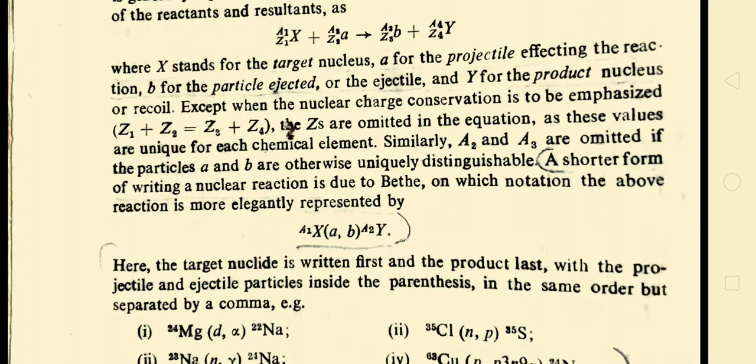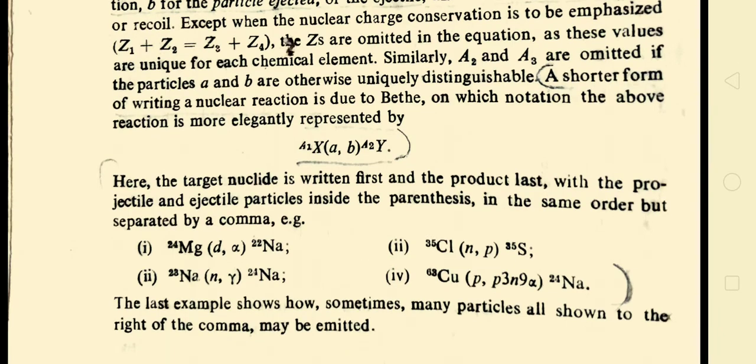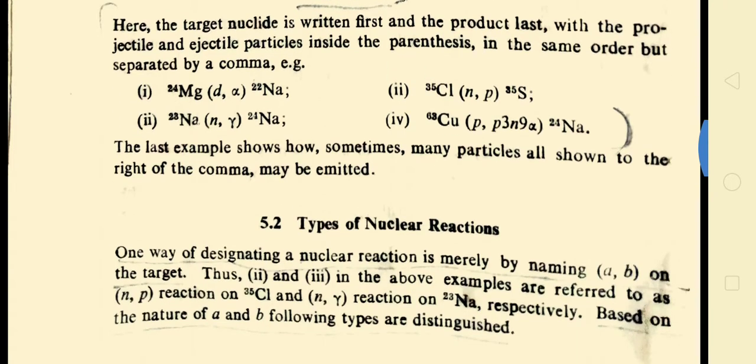Here is Bethe's notation for some nuclear reactions: the transformation of magnesium into sodium, where the projectile is a deuteron D and the ejectile is an alpha particle. Similarly, the transformation of chlorine to sulfur, copper to sodium, and sodium to its isotopes. It is an n-gamma reaction, which means the neutron is the projectile and gamma photons are emitted as the ejectile. So the simplest form of writing a nuclear reaction is known as Bethe's notation.